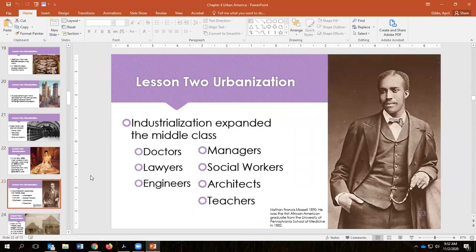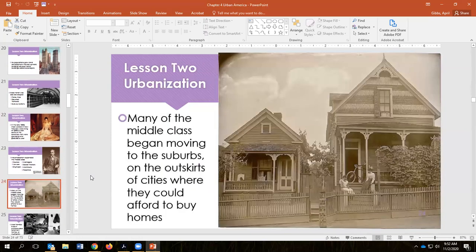Industrialization expanded the middle class. The middle class included doctors, lawyers, engineers, managers, social workers, architects, and teachers. Many of the middle class began moving to the suburbs on the outskirts of the cities where they could afford to buy homes.